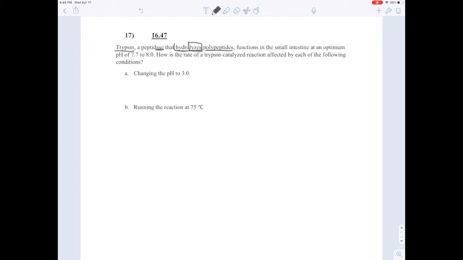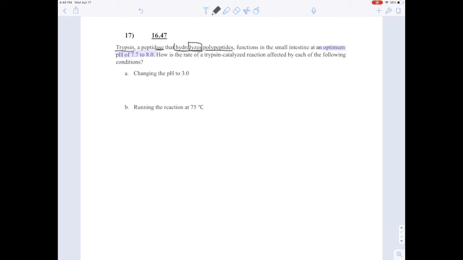You eat proteins from plant sources or animal sources. They make it to your small intestine. Ultimately, you have to get them down to single molecules before your cells can break them down. Enzymes like trypsin break them up. Now, what they're saying in this problem is that trypsin works at an optimal pH. So it works best at a pH of 7.7 to 8. In other words, the enzyme works best at that pH range.